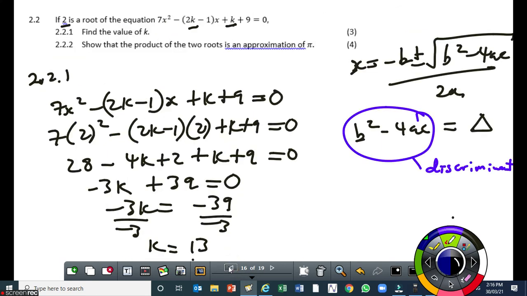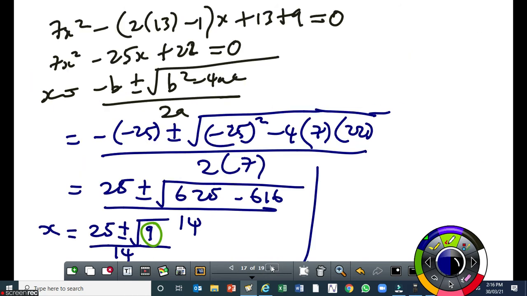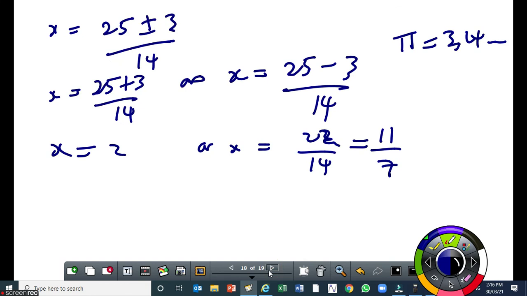Okay, look at the question. The question says, show that the product of the two roots. What are the two roots? One of them is 2. The second one, I got it, it's 11 over 7. So if I multiply the two roots, I must get an answer which is approximately equal to pi. And what is pi? 3.14. So if I multiply, I'll say 2 times 11 over 7. What do you get? You get 22 over 7.